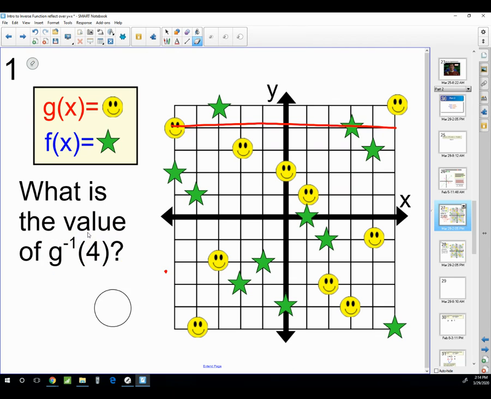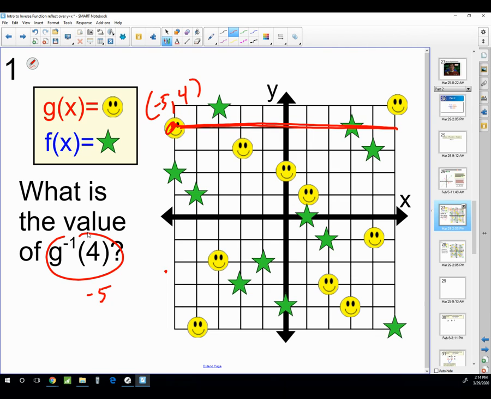And we have a picture of G. All right, and that's why we're drawing this line, because the y coordinate of every point on that line is 4. And we're dealing with the G function. So we're talking about that point right there. And then the other coordinate is -5. So G inverse of 4 is -5. Keep in mind, these questions are just describing a coordinate, and the answer is the other coordinate.